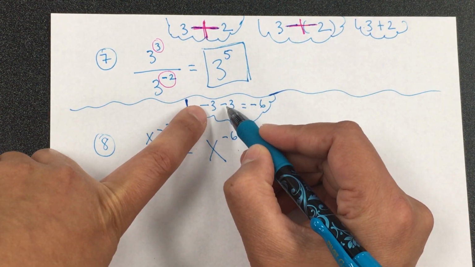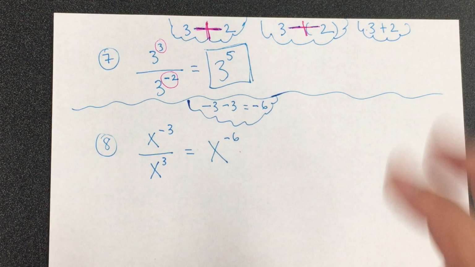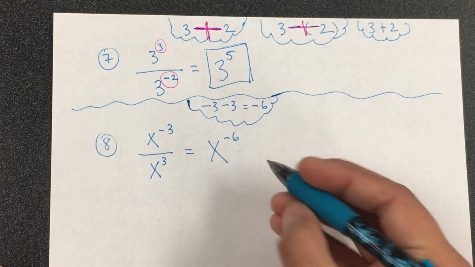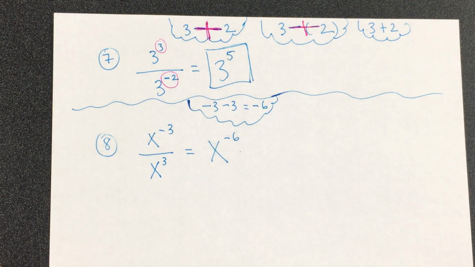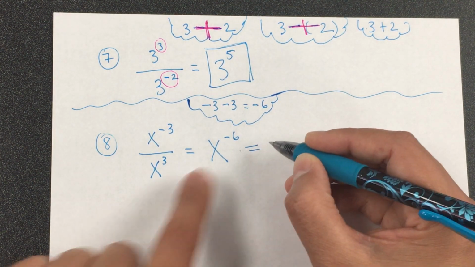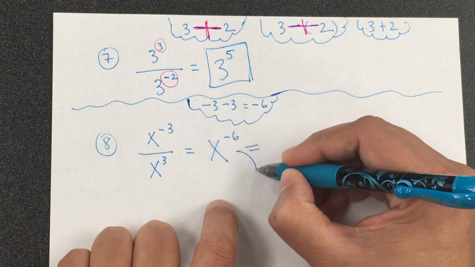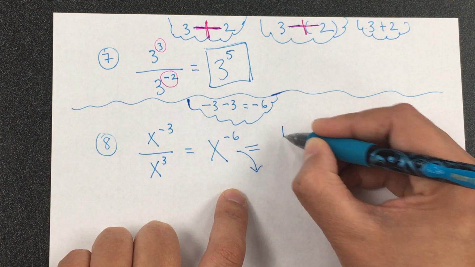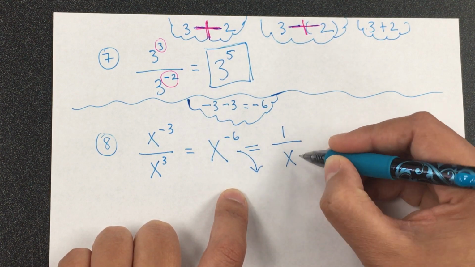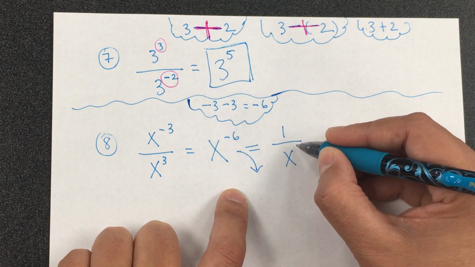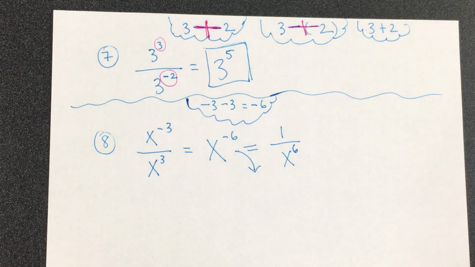Why? Because same sign, we add and keep the sign of the bigger one, but they are both the same, so either one is negative. We cannot have a negative exponent, so we're going to send it to the dungeon, al calabozo. It's going to be 1 over x to the 6th power.